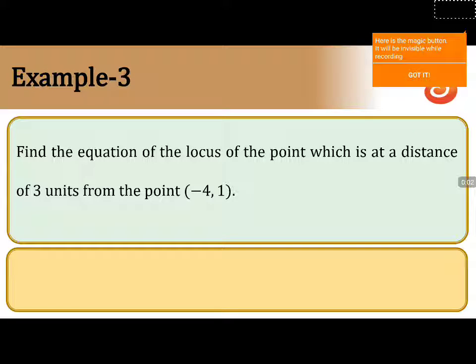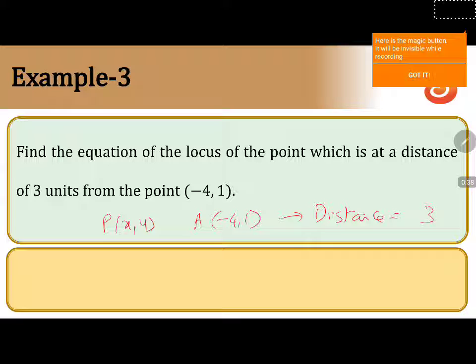Find the equation of locus of a point which is at a distance of 3 units from the point (-4, 1). Here one point is P, which we take as (x, y). This P is such that from A (-4, 1) the distance is 3 units.